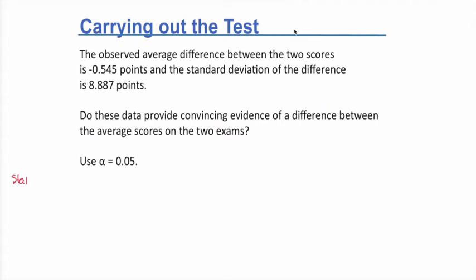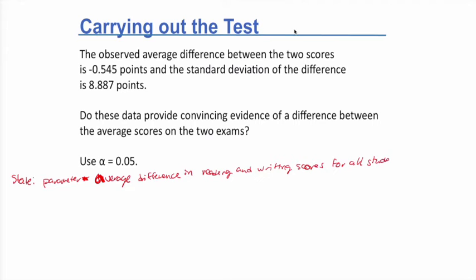So the first thing that we do is we state the parameter, which is the average difference in reading and writing scores for all students.